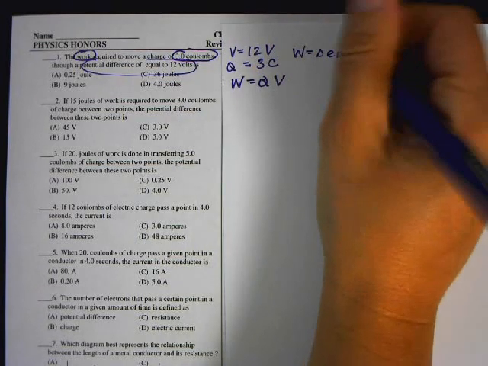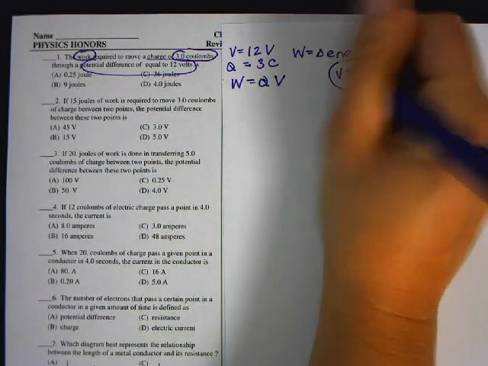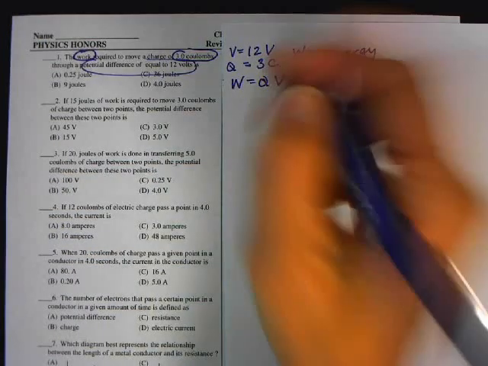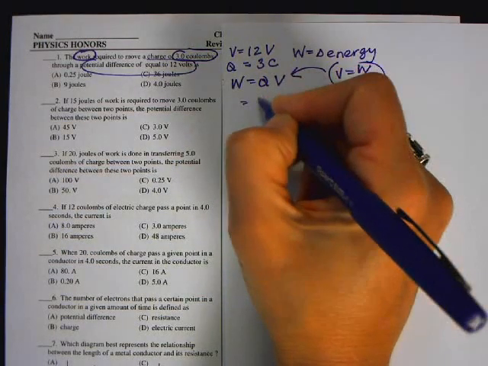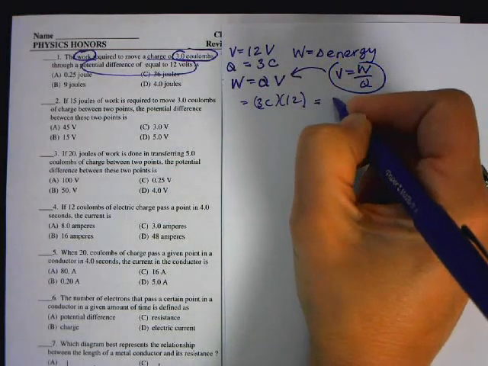The basic equation is that V is equal to W over Q. So I rearrange the equation to solve for the unknown in terms of the known. So 3 times 12 is equal to 36.